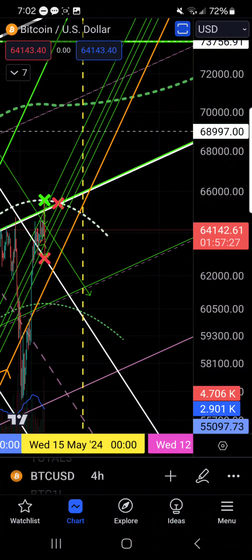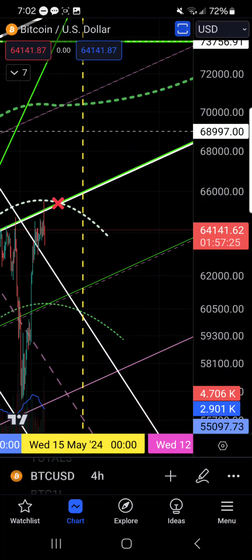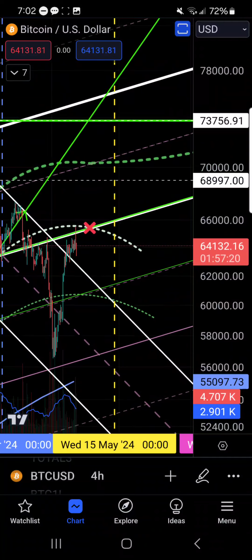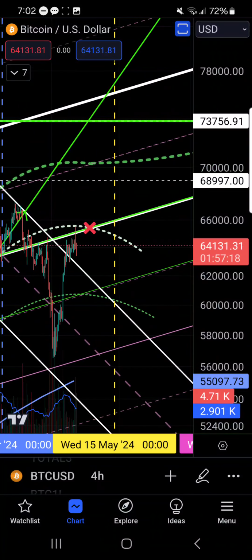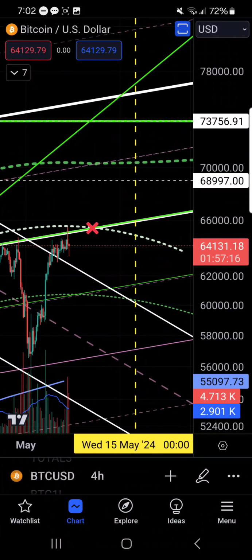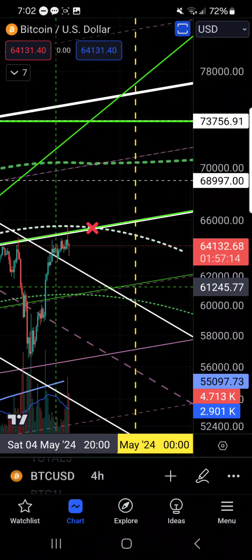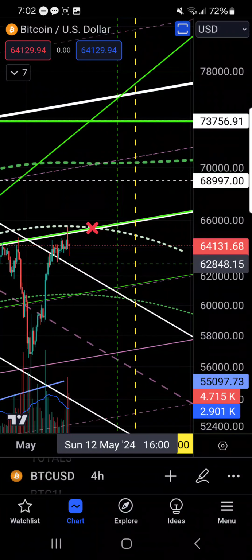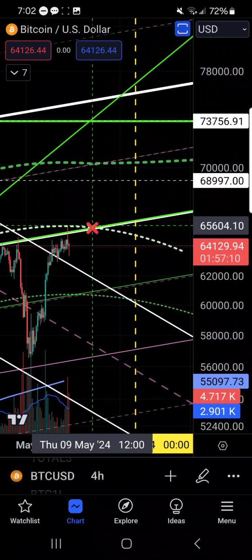And you know what I'm going to do? I am going to get rid of all those lines. There you go. So we have fewer lines. We're outside our bull channel. This is good.